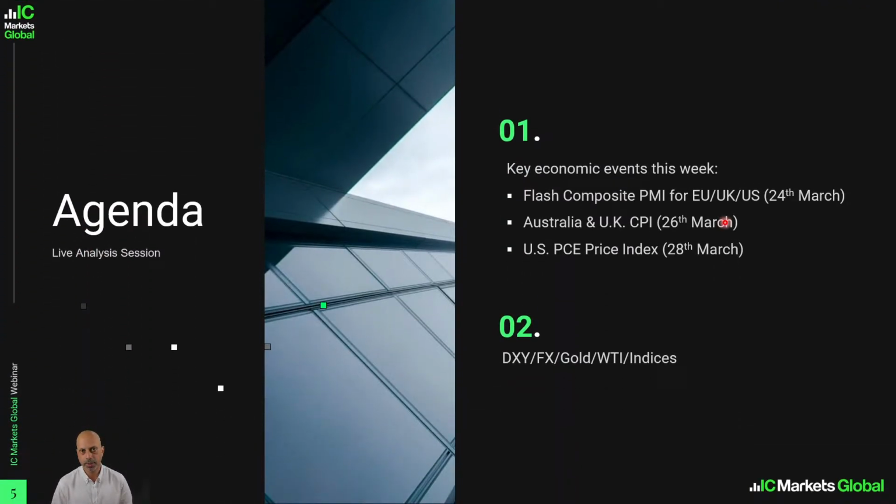Right, before we dive into the chart and trading view, let's take a quick look at what's coming up on the economic calendar for this week. There's quite a few things going on, but I just want to highlight the flash composite PMI reports that will be released for the EU, the UK, and US today, 24th of March. Then we also have CPI data out of Australia and the UK on Wednesday, 26th of March. And finally, on Friday, we've got the PCE price index for the US. This is the Federal Reserve's preferred gauge of inflation, out on Friday, the 28th of March.